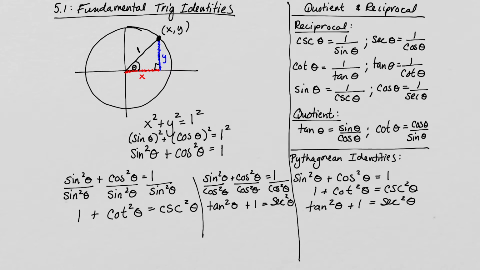Okay. So that's kind of where all the ones that we're going to use today are going to come into play. So what we're going to do today is take these identities and use them to help us simplify some things and also to help us prove some things. But those are the identities we're going to use, those three.